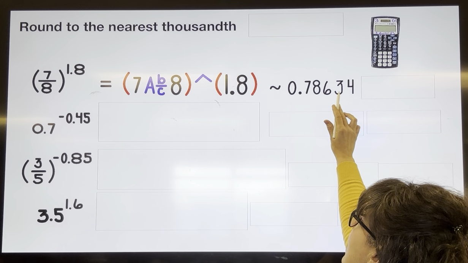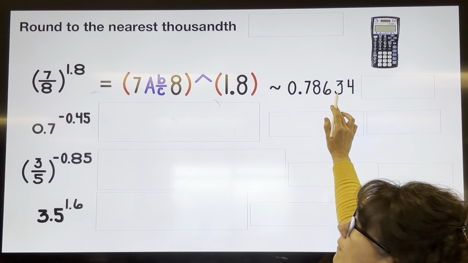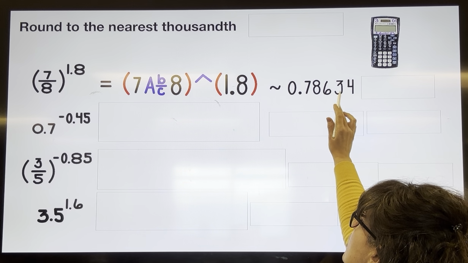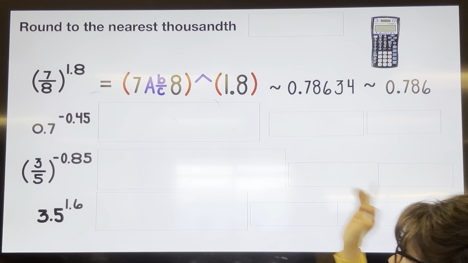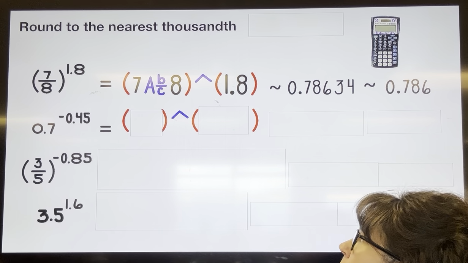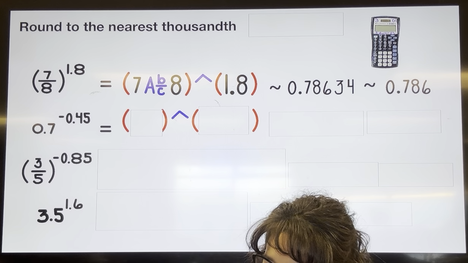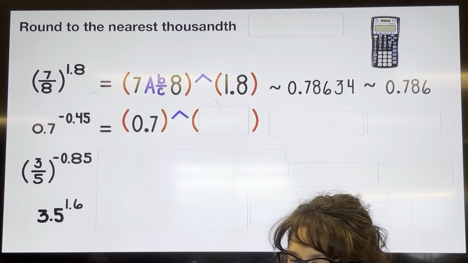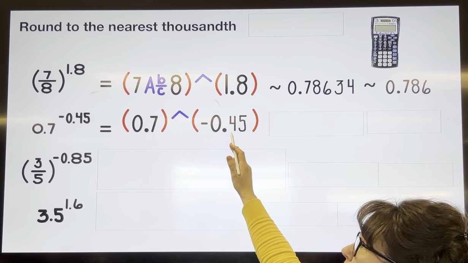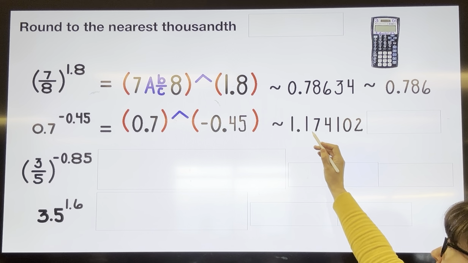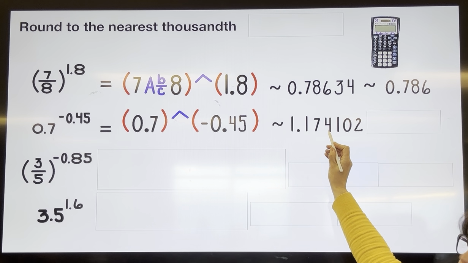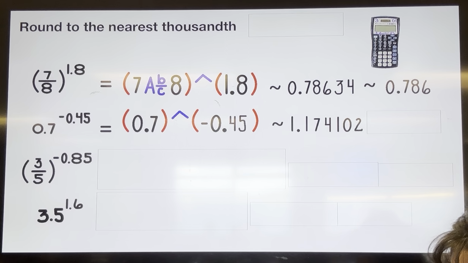If I want to round, there's 3 numbers, so I'm going to look at this 3. If this is a 5 or bigger, I have to add 1. If it's a 4 or smaller, I'm going to leave it alone. So the 3 leaves the 6 alone, and so this is approximately 0.786. Okay, this next one, again, just notation: the base in parentheses and the exponent in parentheses. So I'm going to put the 0.7 in parentheses and the negative 0.45 in parentheses. When I type that in, I get this. Rounding to the thousandths, 3 numbers, 1, 2, 3 numbers after the decimal. This 1 leaves the 4 alone. So I have about 1.174.